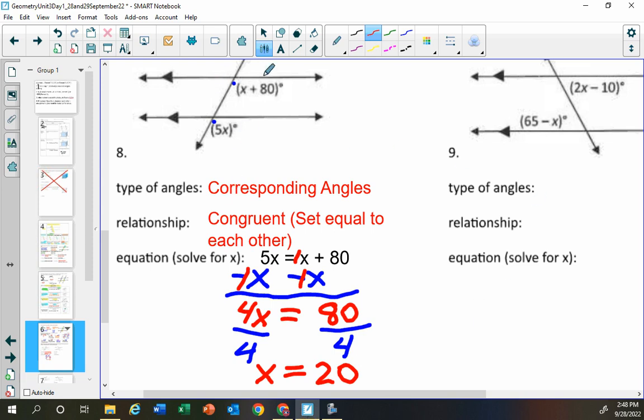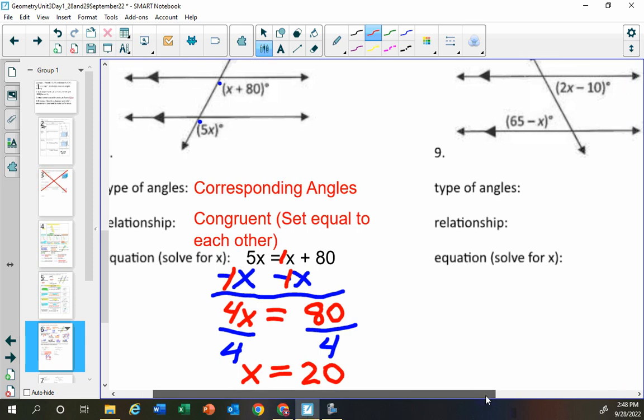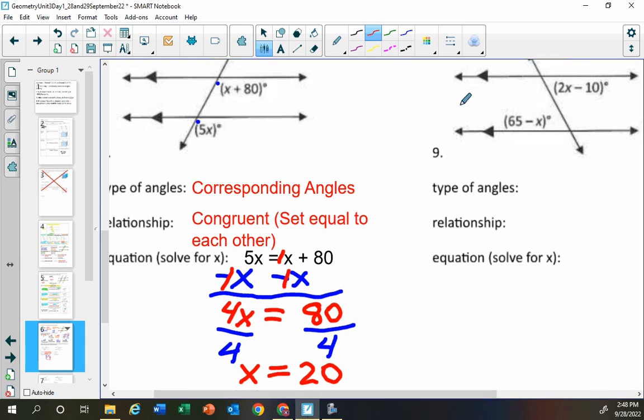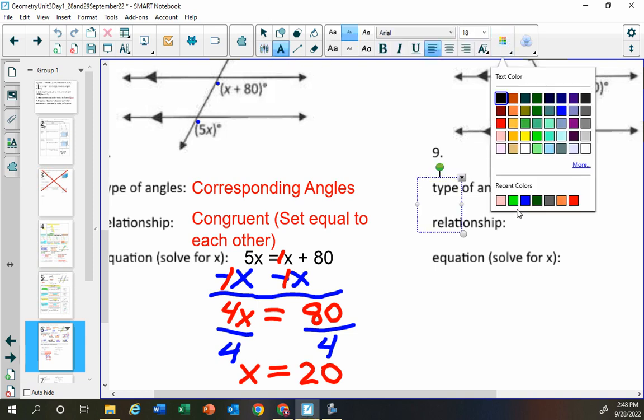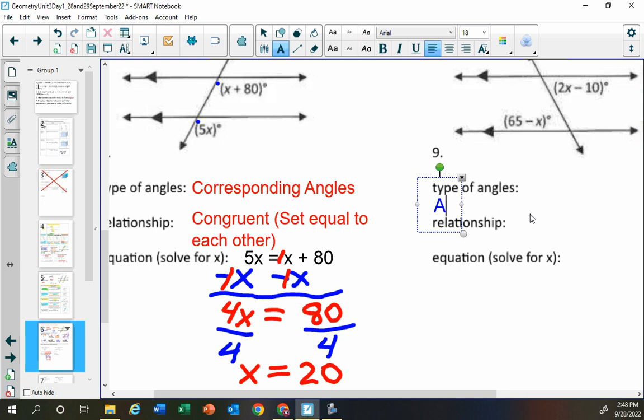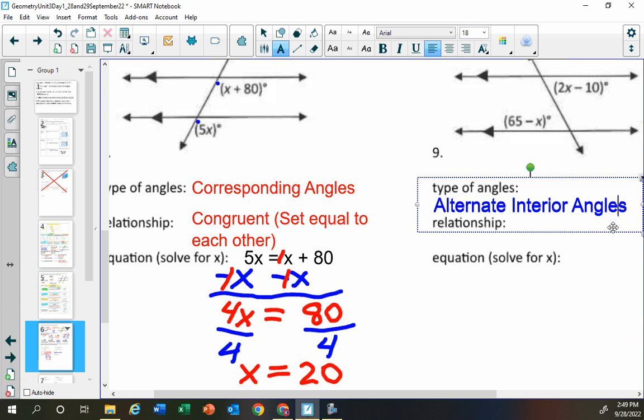What type of angles do we see? What's the relationship? And then the next one is alternate interior. So the type of angles, and we'll talk about alternate interiors. Very good, Brooklyn. Alternate interior angles are congruent, so set them equal to each other. That's right, you both are right.